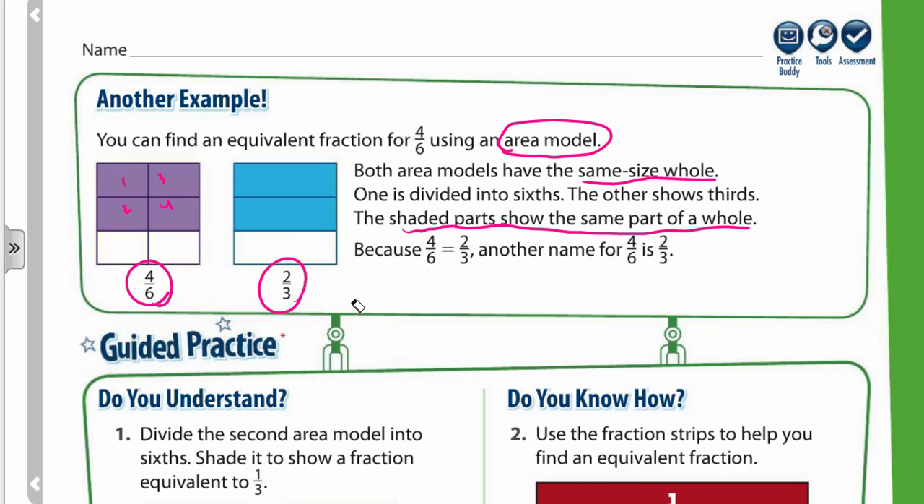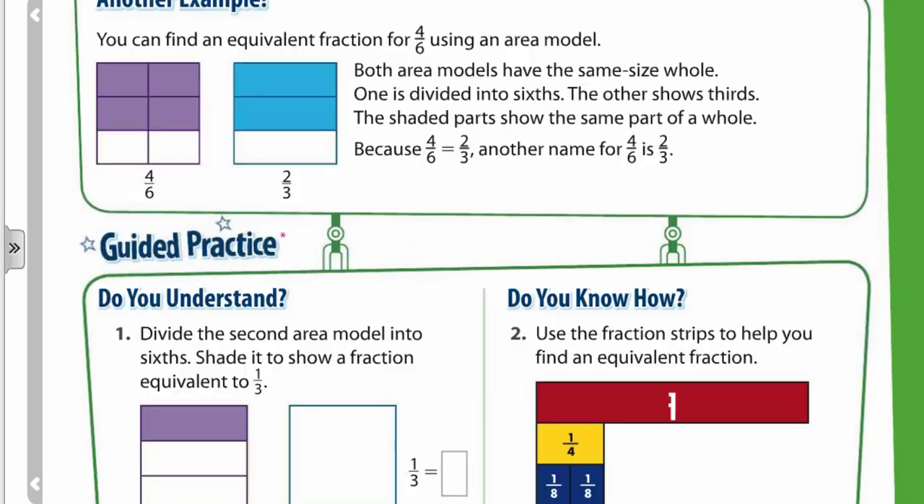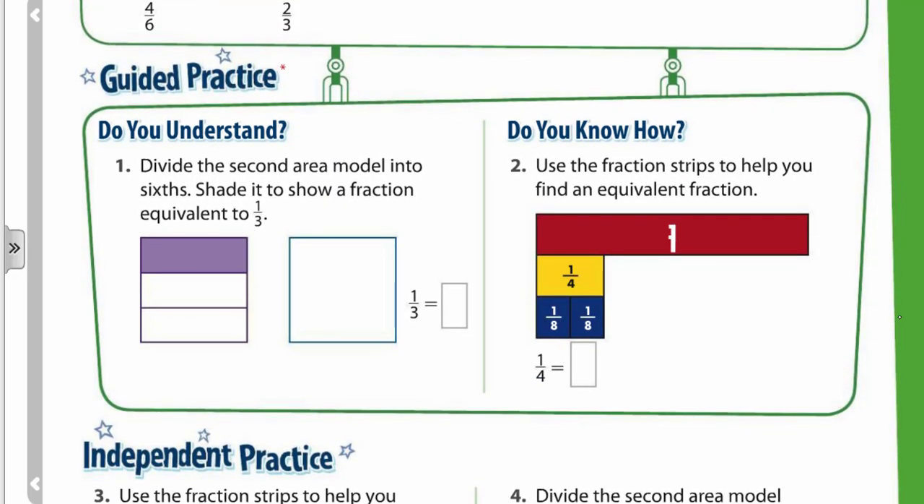But the shaded parts are the same part of the whole. So the whole is the same. Then we divide the first into 6 parts, the second into 3 parts. As you can see, the shaded parts are the same size. So 4/6 is equivalent to 2/3, or we can write it like this: 4/6 equals 2/3. So another name for 4/6 is 2/3. Let's move down, my heroes. We have a question like this one, and let's try to solve it.